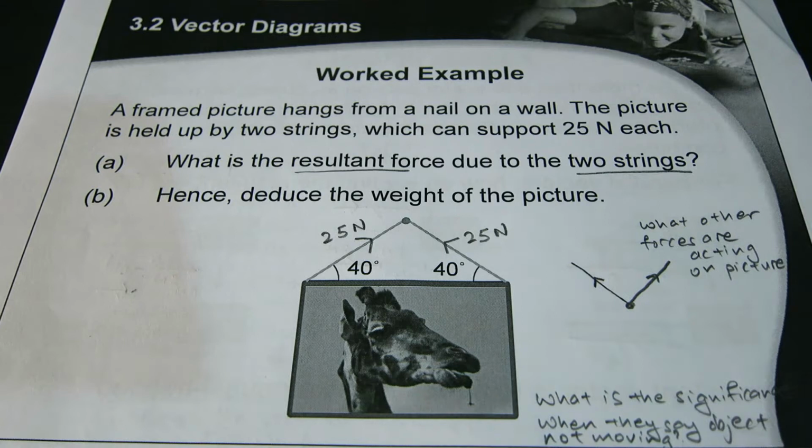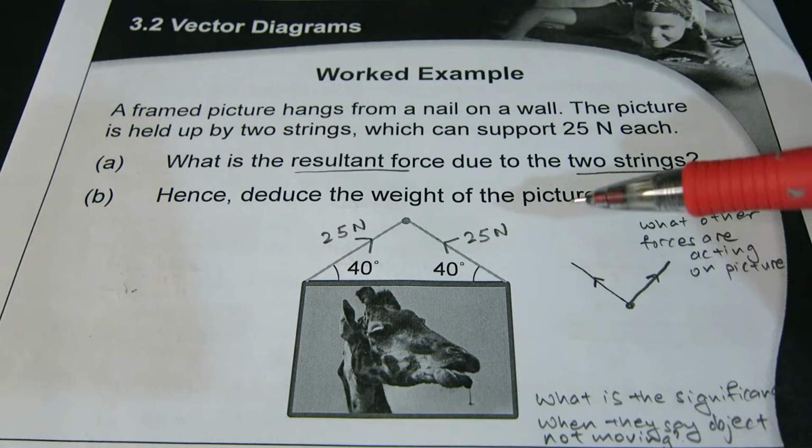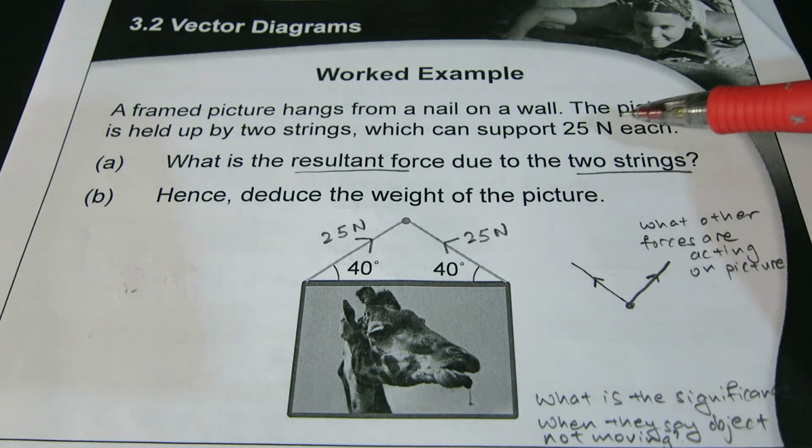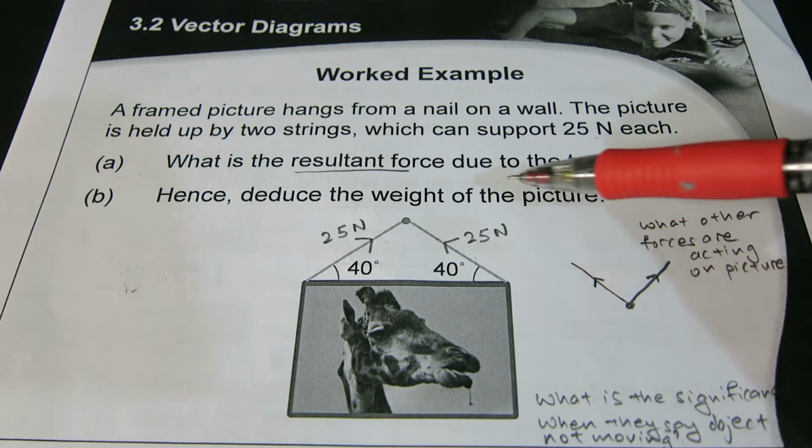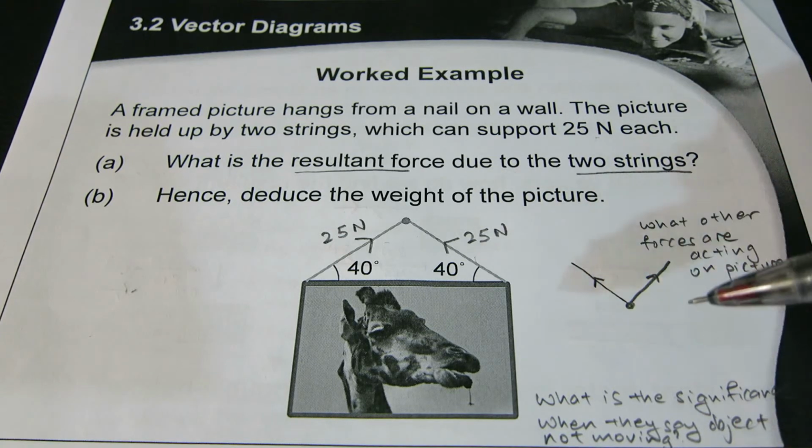Alright, so the best way for us to try this is by using an example. So I have a question here. A framed picture is hanging on a nail. The picture is held up by two strings. Each is 25 newtons. What is the resultant force due to these two strings? And then they ask you to deduce the weight of the picture.